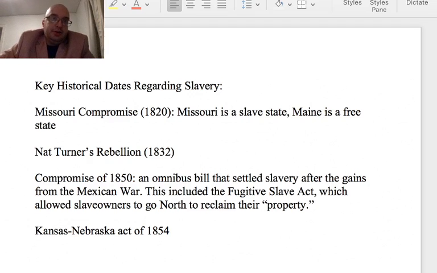So just some political things here. In 1820, we had the Missouri Compromise. Missouri becomes a slave state. Maine becomes a free state. One of the big issues, happening when Douglass was plotting his escape, was Nat Turner's rebellion in 1832. Nat Turner's rebellion, of course, was the first great slave uprising that led to lots of death, to say the least.